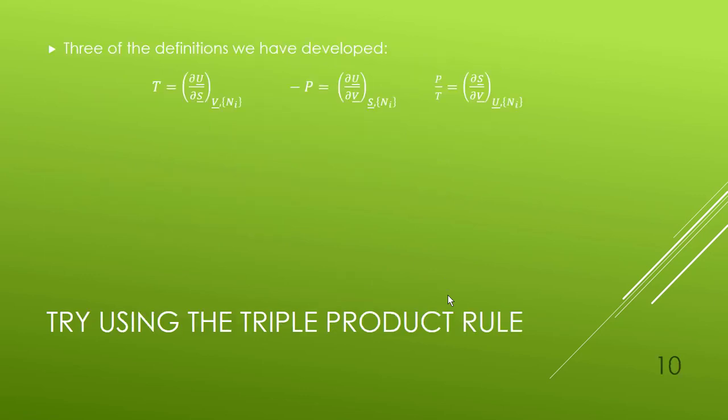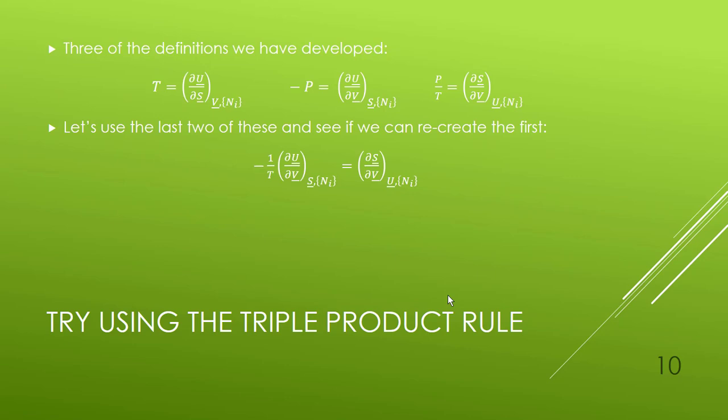So we've developed these various terms here by using the definition of the differential. And we also have P over T is (∂S/∂V) at constant U and n, and I can get that by doing the similar definition for dS. If you use the last two of these, let's see if we can combine them to recreate the first, just as evidence that the triple product rule works.